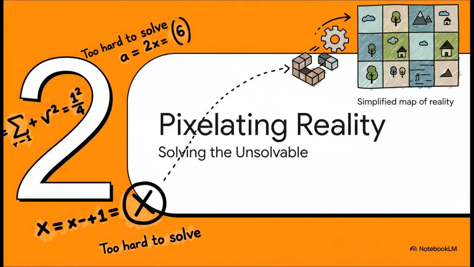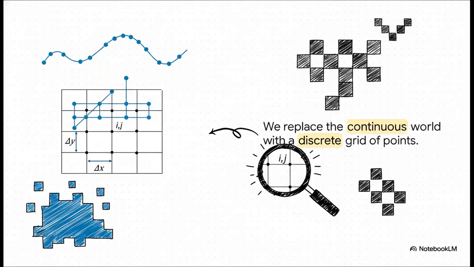Okay, so if these equations are often way too hard to solve perfectly, how in the world do we build simulations? Well, this is where the clever trick comes in. We basically decide that perfection is the enemy of getting things done. Instead, we make a simplified map of reality. The big idea is this. We replace the smooth, continuous, infinite world with a finite grid of points.